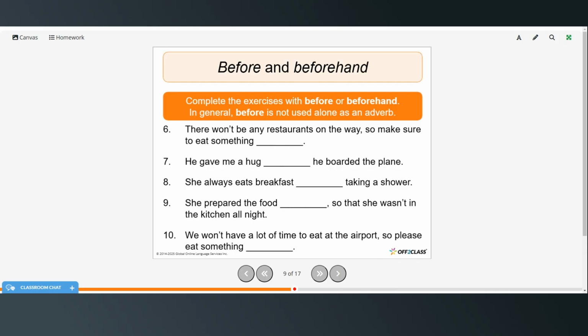So complete the sentences with before or beforehand, and in general, before is not used alone as an adverb. Again, you can pause the video and try these on your own, and then restart when you're ready to check your answers. There won't be any restaurants on the way, so make sure to eat something beforehand.